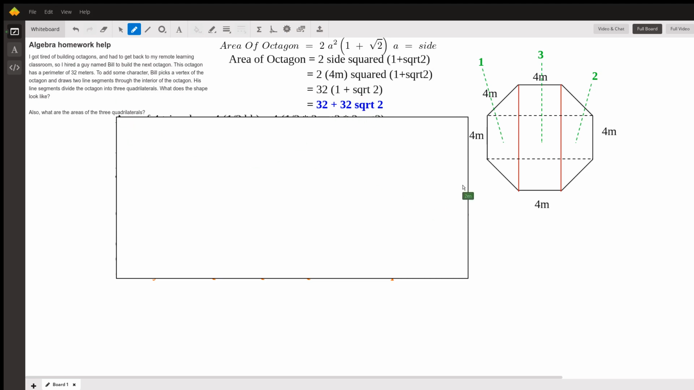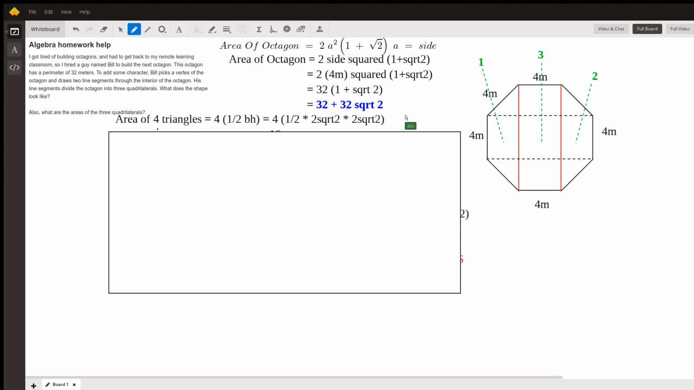All right. So we know what the perimeter is, we know what the area is, but this question is asking: after Bill picks a vertex and puts 2 line segments in the interior, he converts this octagon into 3 quadrilaterals. And the important term here is quadrilateral. That means 4. So each one of these areas here has to have 4 sides, and they do. Now, what we can do next is basically find the areas of these.